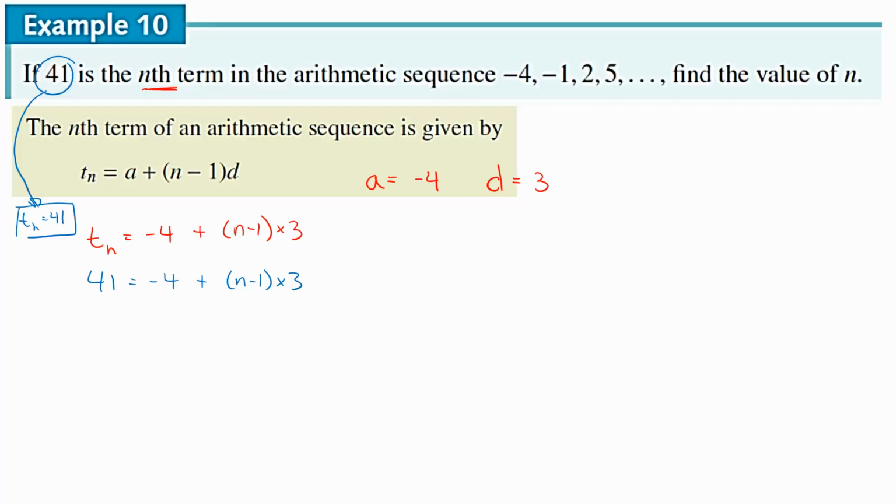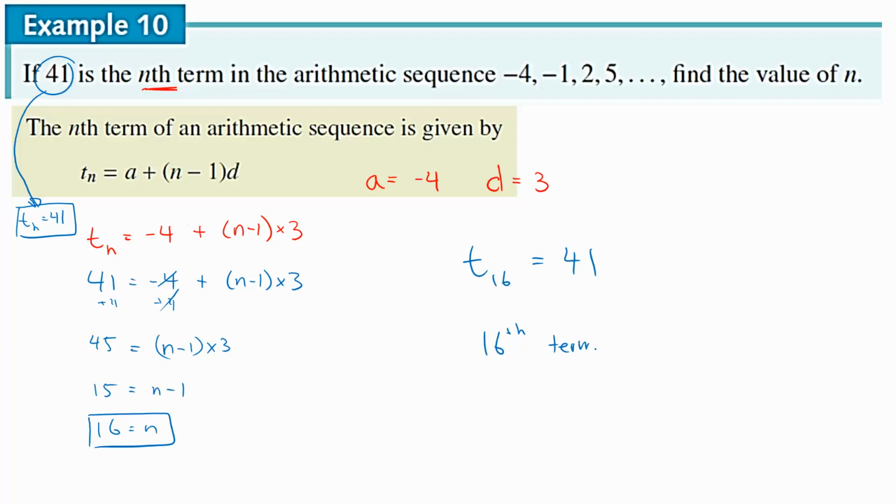So, basic inverse operations, that's -4, add 4 on both sides. That gives me 45 is equal to n minus 1 times 3. Opposite of times 3 is divide 3, so divide 3 on both sides. And that gives me 15 is equal to n minus 1. Add 1 on both sides. And what does that mean? That just means my 16th term. So T of 16 should equal 41. That's all they're telling me. So the 16th term. Hands up if you got this correct. Very good. Excellent.